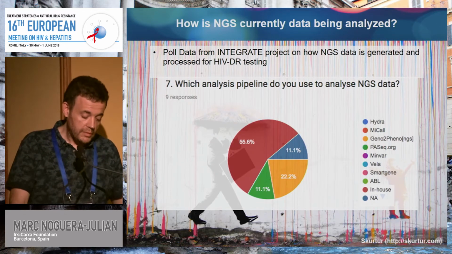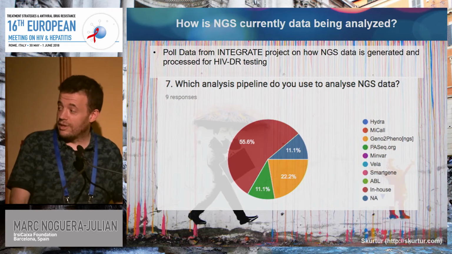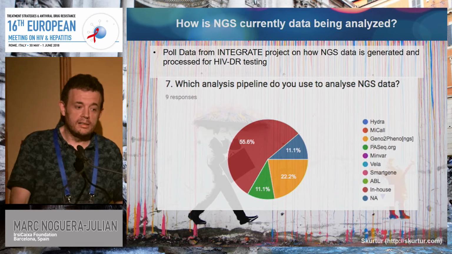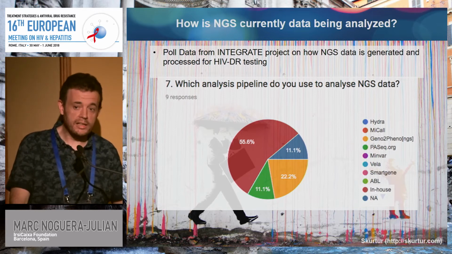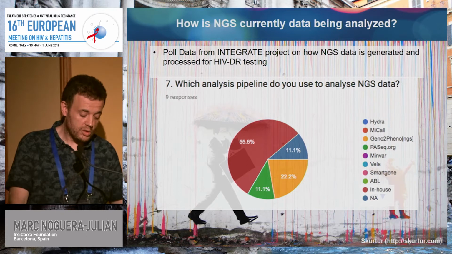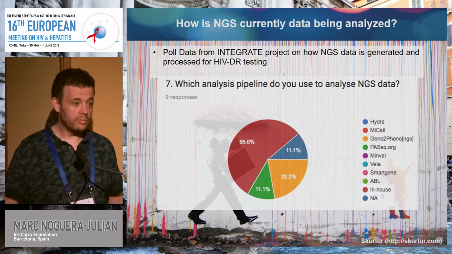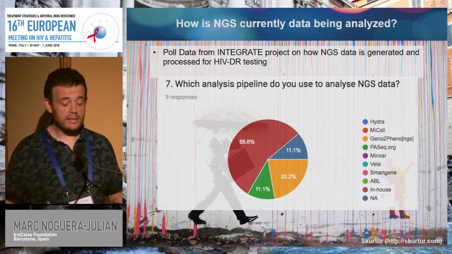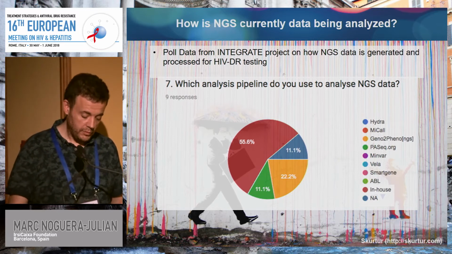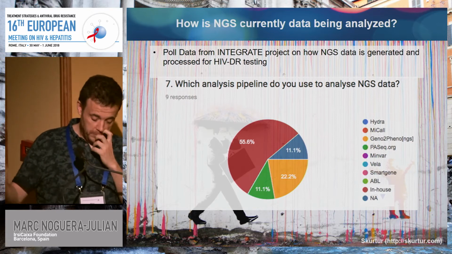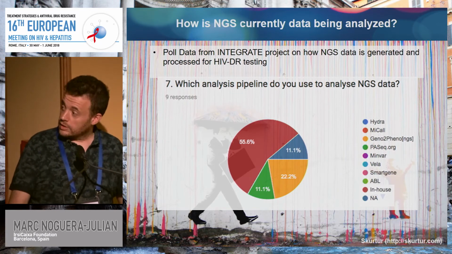Okay, and again more than half of the labs were using an in-house bioinformatic pipeline, which is very common these days, because these research labs have the option to have a bioinformatician or bioinformatics support nearby, and they can use it to analyze that data. Okay, there were some that were already using Genome-to-Phenome and PASeq. We will talk about these tools later.